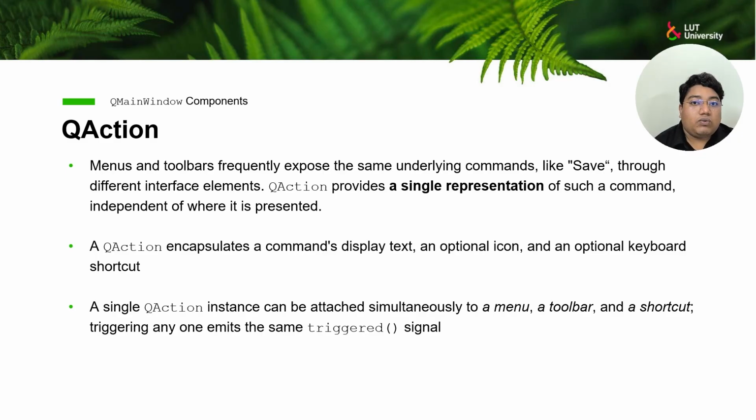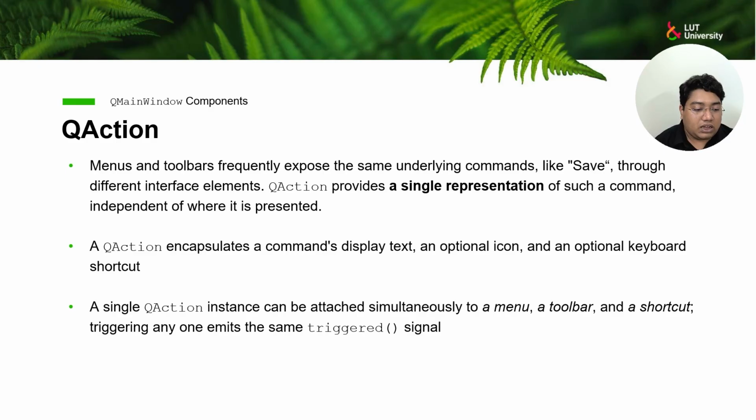Now let's take a look at one of the most useful classes in Qt, which is QAction. Imagine you're writing a text editor, and inside the text editor you have a save command. Where should the user find the save command? Should it be under the file menu, or should it be in the toolbar, or should it be a keyboard shortcut which is Ctrl+S? Usually it's all of them. So instead of writing 3 different implementations, Qt gives us QAction.